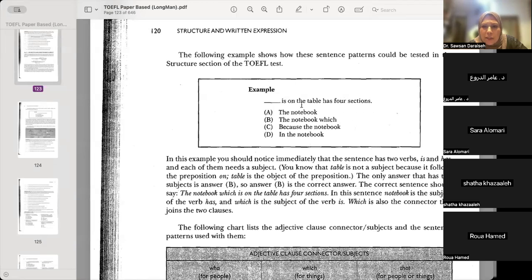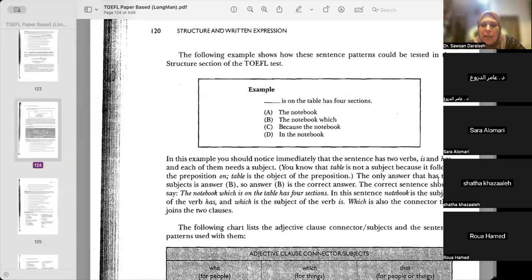Has 4 sections. It's not the table has 4 sections. We need something here that has 4 sections. What is it? It could be the notebook, it's true. But at the same time, we need to work on this over here. Because it follows the preposition on, table is the object of the preposition. Any noun that comes after a preposition, we call it object of preposition.